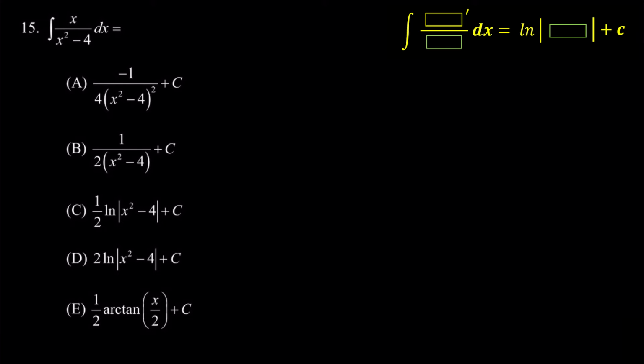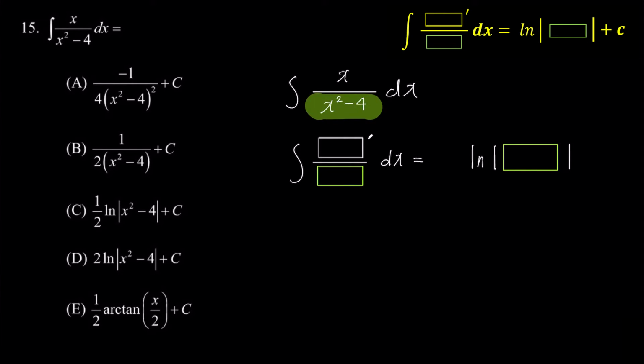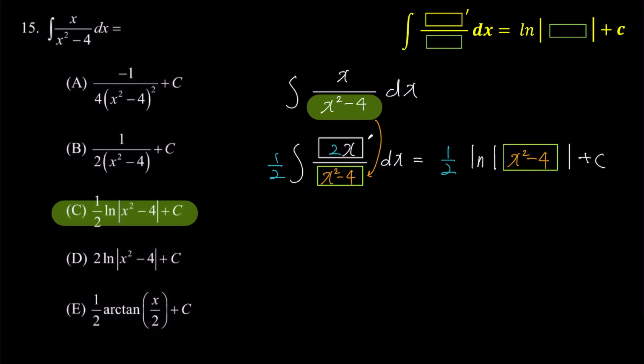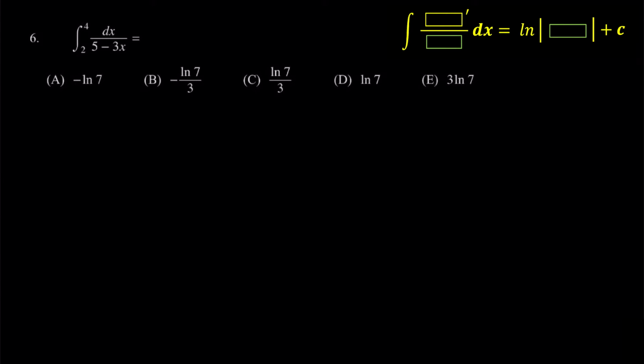Shall we quickly solve this problem too? Let's put x squared minus 4 in the green box of the denominator and 2x, which is the derivative of x squared minus 4, in the box prime of the numerator, and then divide the entire expression by 2. Now I'm sure everyone understands why we divide it by 2. After dividing the right hand side by 2, we put x squared minus 4 in the green box and choose C as the answer.